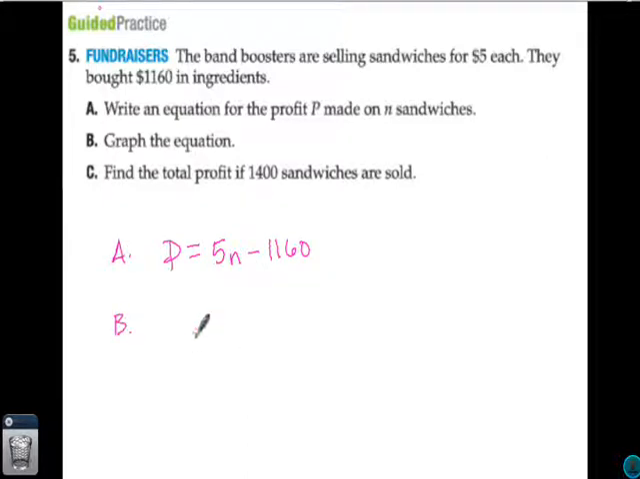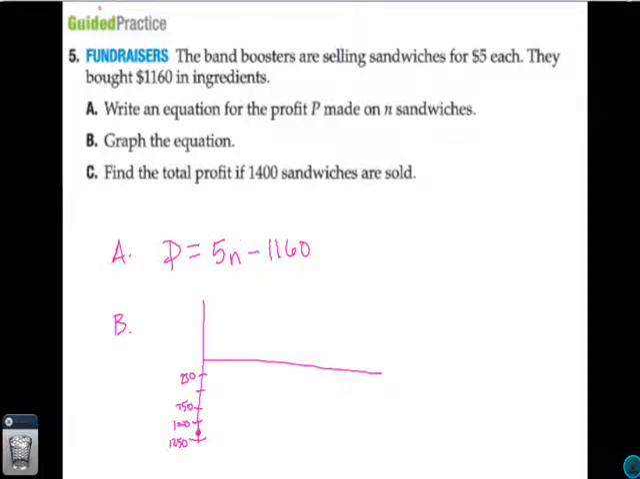B, graph the equation. We really only need one side of the graph here. So if this is 500 and that's 1,000, that's 1,500. Well, let's just say each one of these is 250. So that's 750, that's 1250. So it's somewhere in here. This is 1,000, so somewhere in here is 1160. And then we go up 5 over 1, up 5 over 1, up 5 over 1, up 5 over 1. So we end up with a graph. You can put those numbers in any way you want.